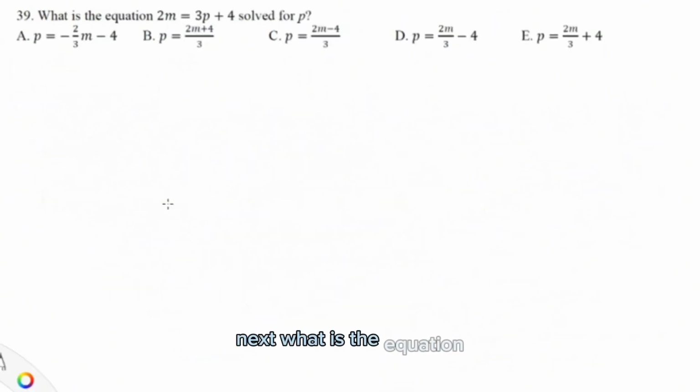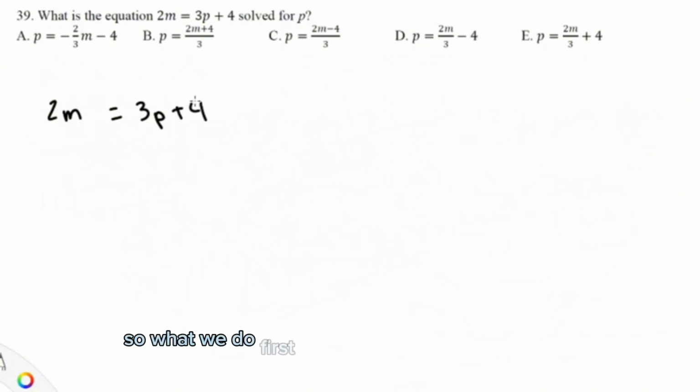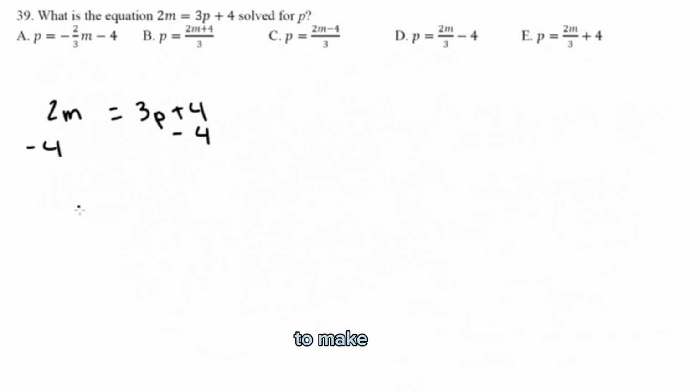Next, what is the equation 2m equals 3p plus 4 solved for p? Alright, so in this equation, we're just solving for p. So we have 2m equals 3p plus 4. So we want to get p on a side by itself. So what we do first is we get rid of the 4 over here. So we subtract 4 from both sides of the equation to make this 2m minus 4 is equal to 3p.